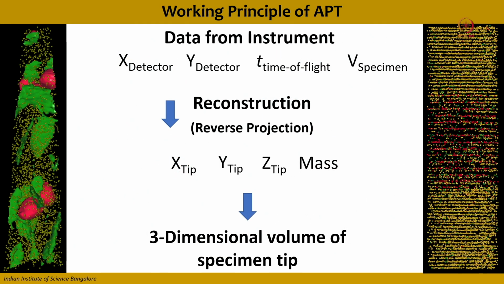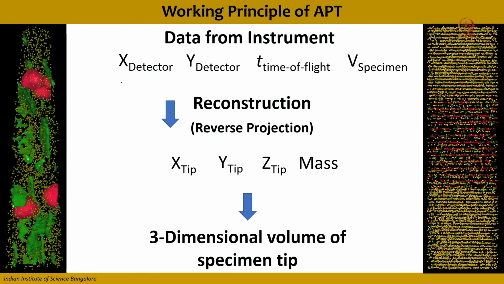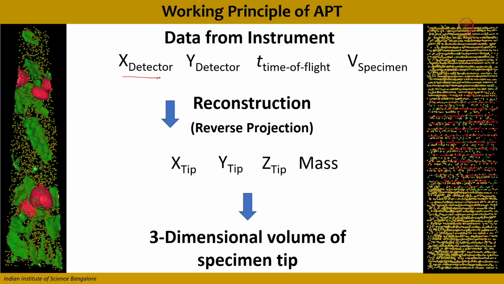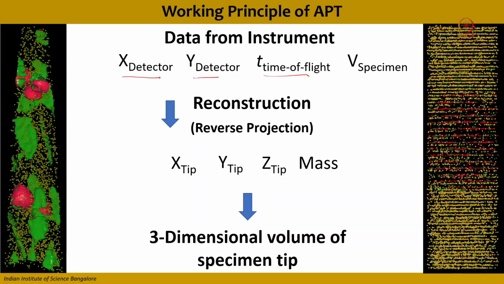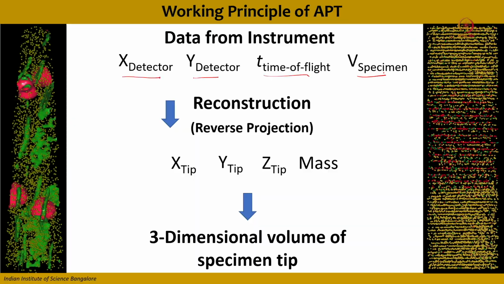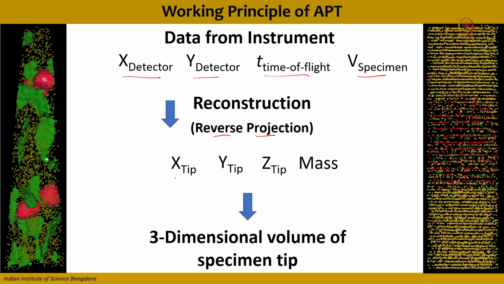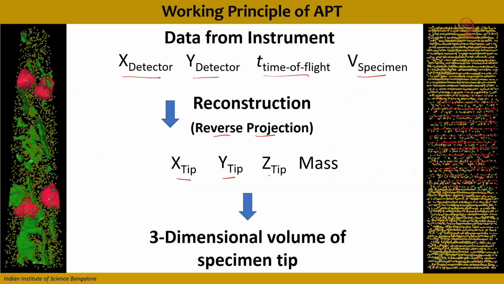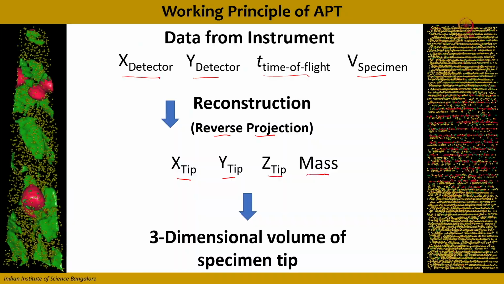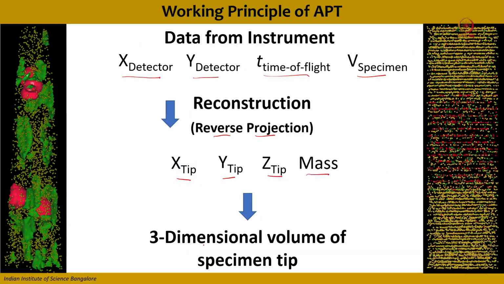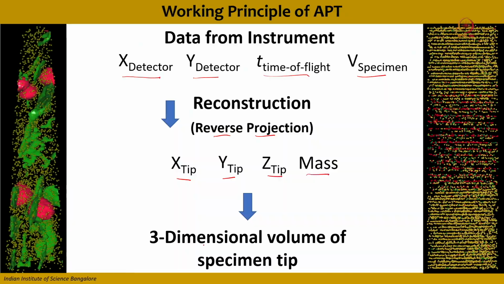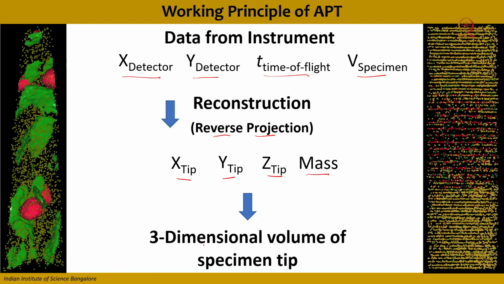Now, just briefly, from the instrument you have the X detector, Y detector, time of flight and voltage of the specimen. In the reconstruction you use the reverse projection to get X tip, Y tip, Z, the depth, and also the mass. In this way you can map the three-dimensional volume of the specimen tip.